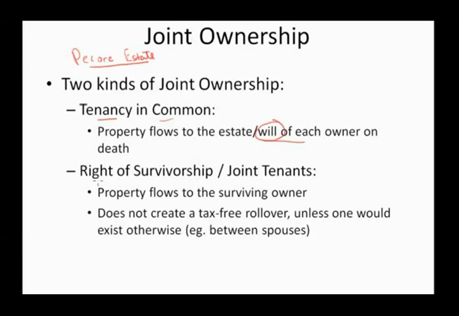Right of survivorship is the one that I think most people still equate with joint ownership, although, as mentioned, tenants in common is the legal default. What happens here with right of survivorship or joint tenancy is that on the death of the first owner, the surviving owner becomes the owner of that deceased party's interest in that joint property.